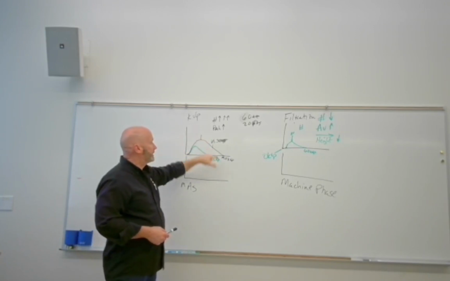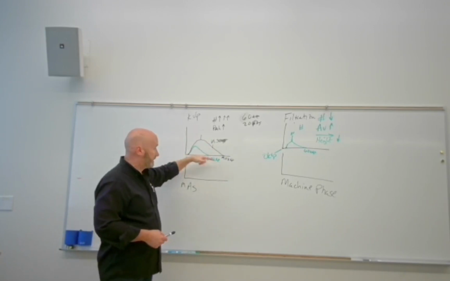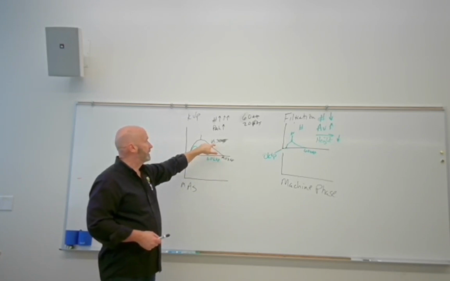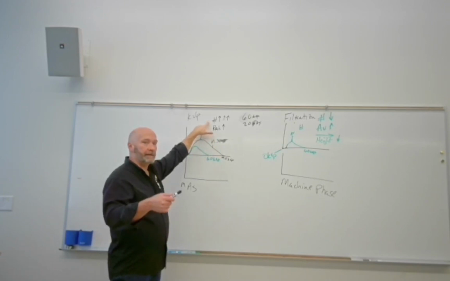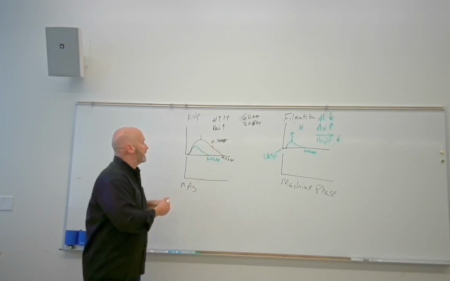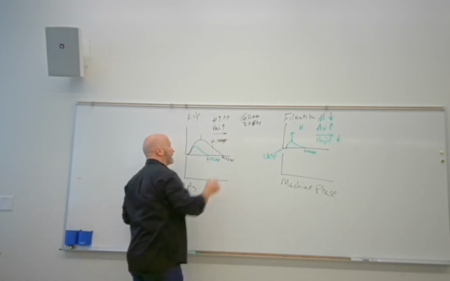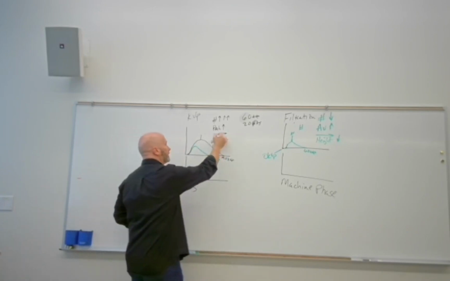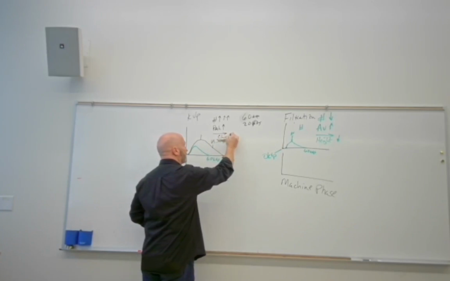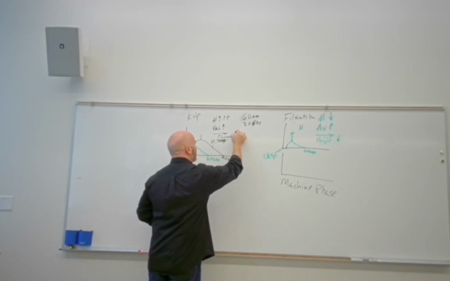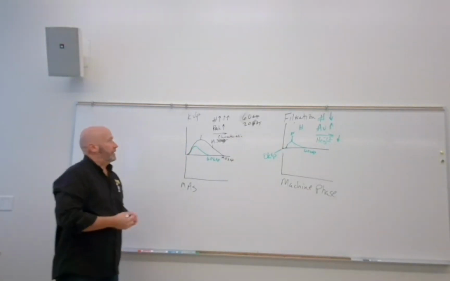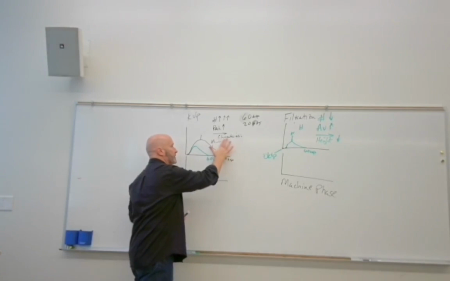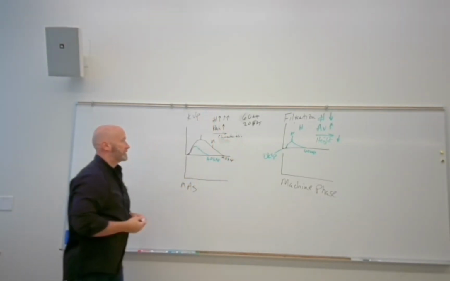So kVp gives us our peak energy. It determines what our peak energy is. It determines whether or not we're going to have a characteristic spectrum. It increases numbers exponentially, right? And it pushes towards the high energy side. And it gives us our characteristic spectrum. So it determines our penetration. It does all that stuff.